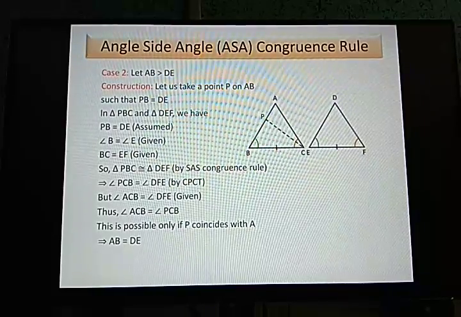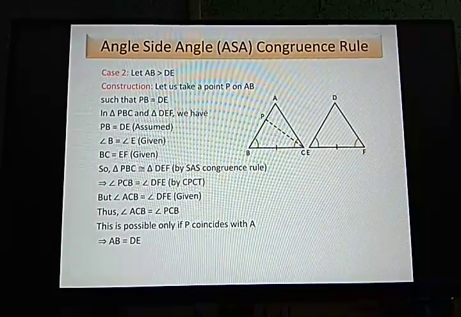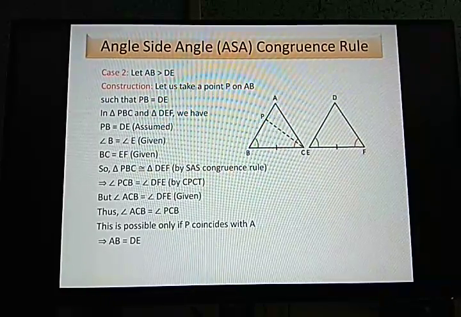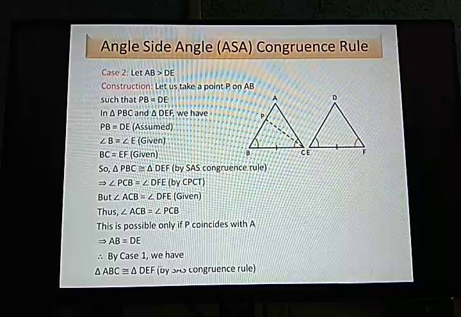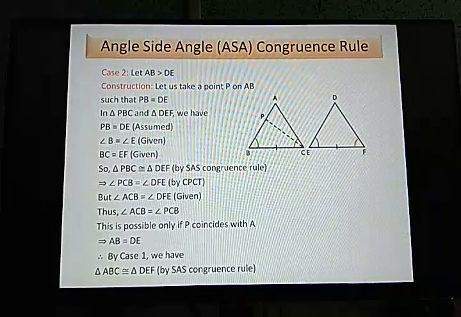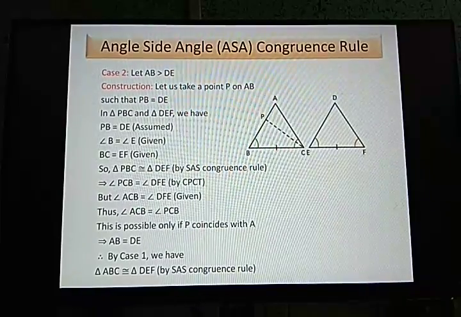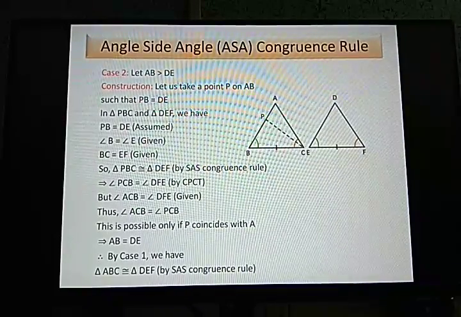Now, our things have become simpler. It has become similar to case 1. So, by case 1 we can say that triangle ABC is congruent to triangle DEF by SAS congruency. Clear? Now let us move on to the third case.